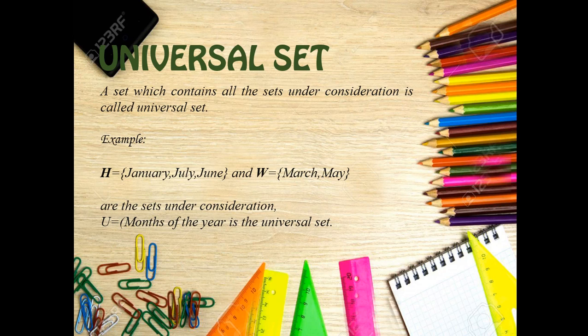So what will be the universal set? Of course, U is equal to months of the year. Both are months of the year: January, July and June are months of the year, and March and May are also months of the year. So if a big set has all the elements of all the sets we are talking about, we call it a universal set.